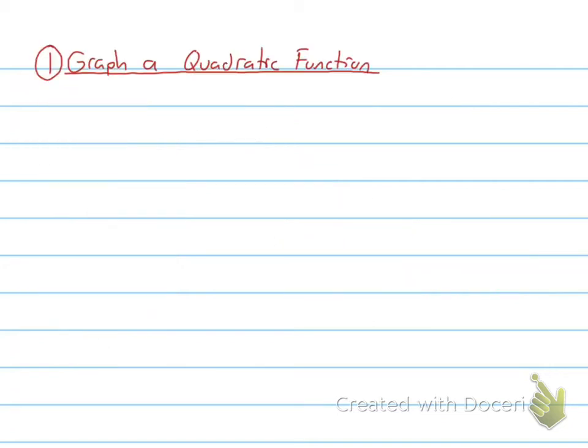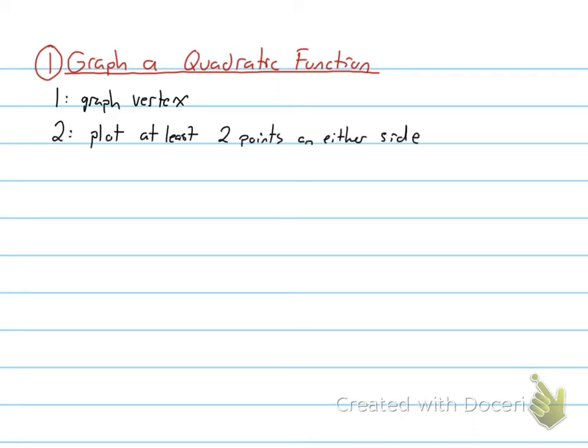So let's talk about graphing a quadratic function. Whenever you graph a quadratic, what I'll focus on for any test or quiz is that you graph the vertex correctly and that you have the general U shape somewhat on the right track. So you'll want to plot at least 2 points on either side.